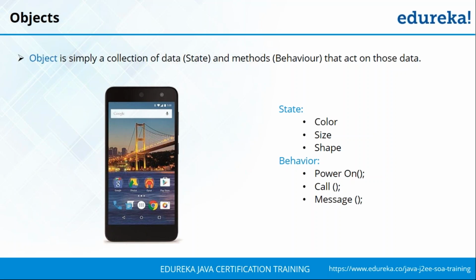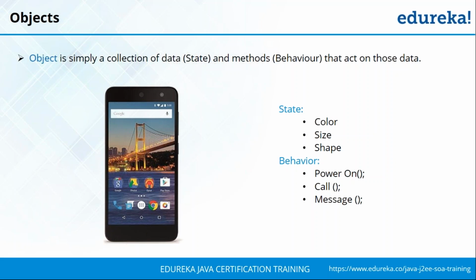Let's take the example of us ourselves. We have a certain state: we have a name, we have our height, we have a weight. So this is what we basically mean by a state. And we also have a behavior. We talk, we walk, we run, we sleep, and these are some of the behaviors. In terms of object-oriented programming, anything that has these properties, that is, it has a state and a behavior, can be called an object.